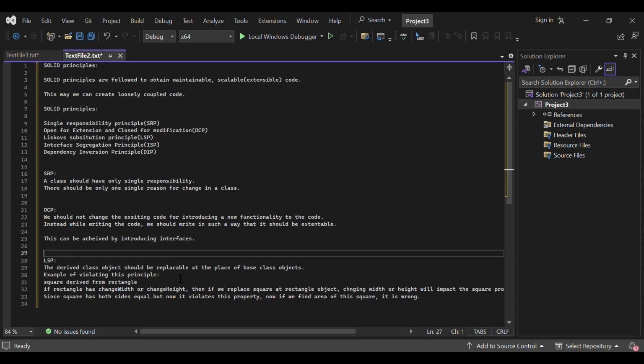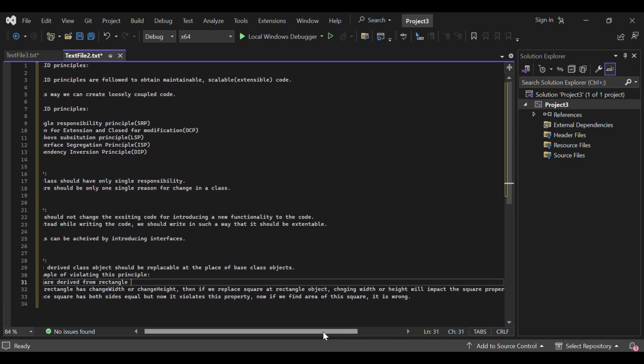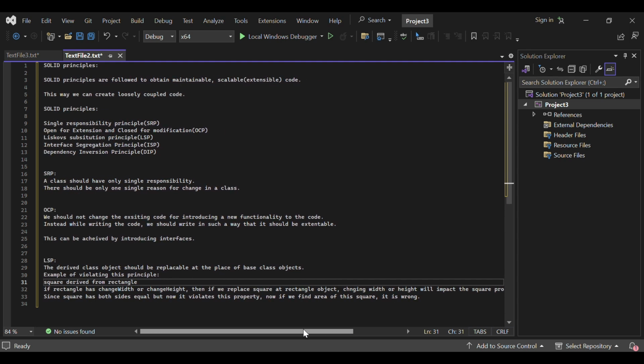An example of violating this principle is the square. Every square is a rectangle. Consider we are deriving square from the rectangle base class. If rectangle has change width and change height, then if we replace the rectangle object with a square, changing height and width is possible in the rectangle. So I am changing the width and height of the square. Width or height, any one I am changing to a different value.